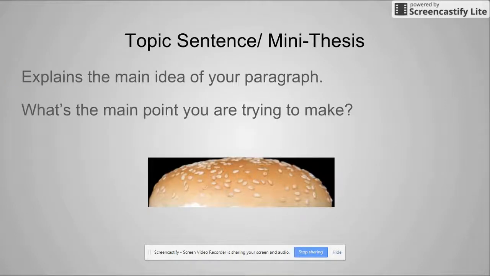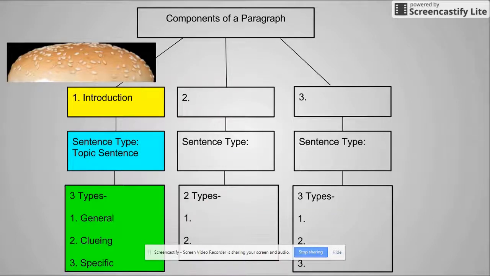The topic sentence is almost like a mini thesis. It explains the main idea of your paragraph when you're writing. So what's the main point you are trying to make? What should your readers really focus on when they're reading your paragraph? Within that, there are 3 types of topic sentences that you as a writer can use. There is general, cluing, and specific.